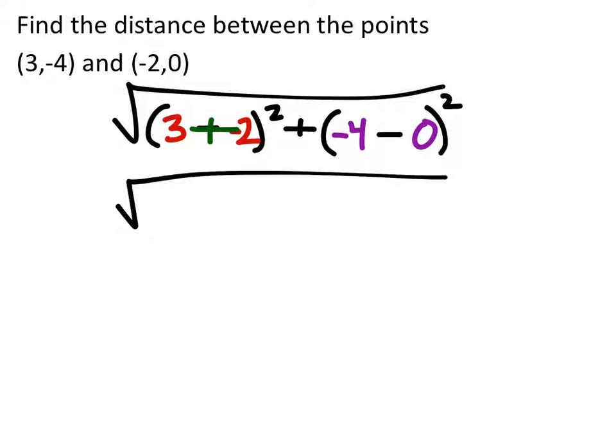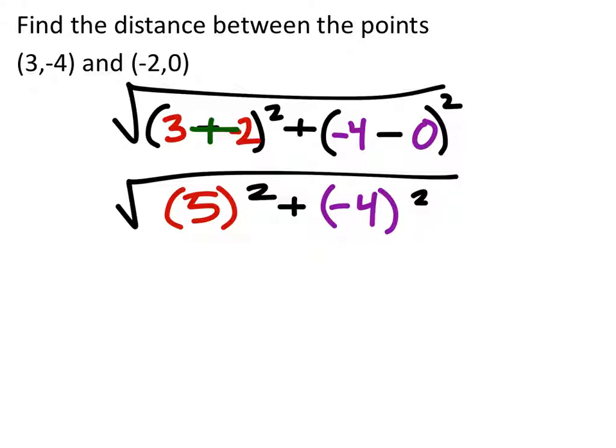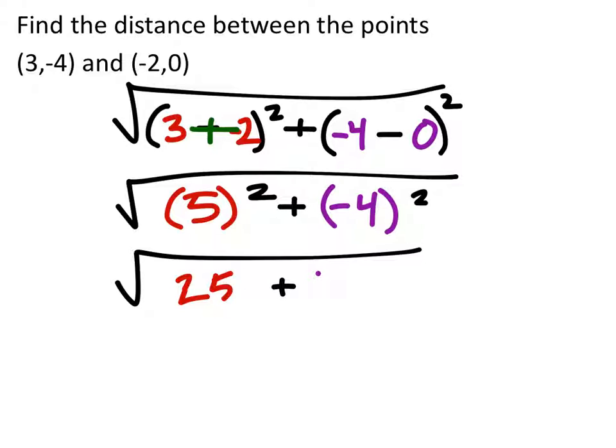So now I've got the square root, and we're going to square those and add them. 3 plus 2 is 5. You can put parentheses on that if you want, but I definitely need parentheses with the negative 4 minus 0, which is negative 4. So I've got the square root, and I'm going to square those now. 5 squared is 25, and 4 squared is 16. So I end up with the square root of 25 plus 16, 41.